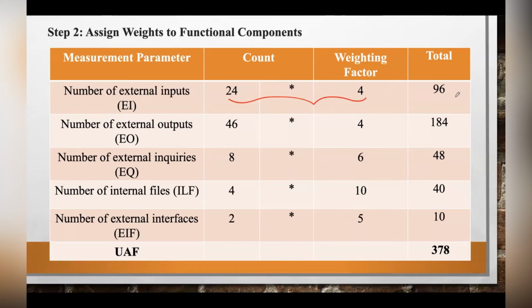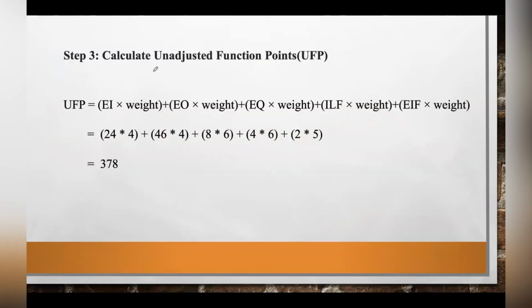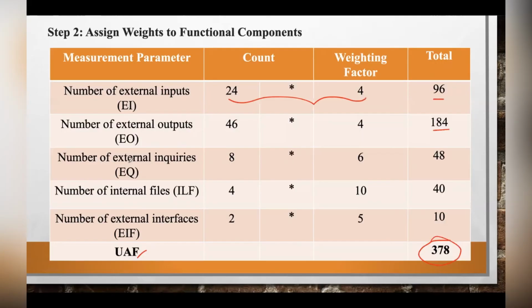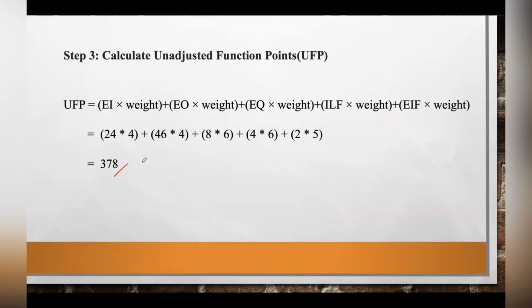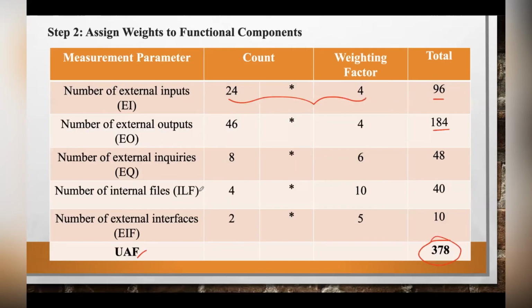So that gives you 24 into 4, total 96. Then again, you need to multiply external outputs component with the weighing factor, which gives you 184. So like that, we'll take all the values and finally, we are getting some value for UFP, unadjusted function point. So that's what we did here. Calculate unadjusted function point, from which we got the value as 378. So here we are just assigning the weights and calculation can be done separately in step 3 or else you can do it in step 2 itself.